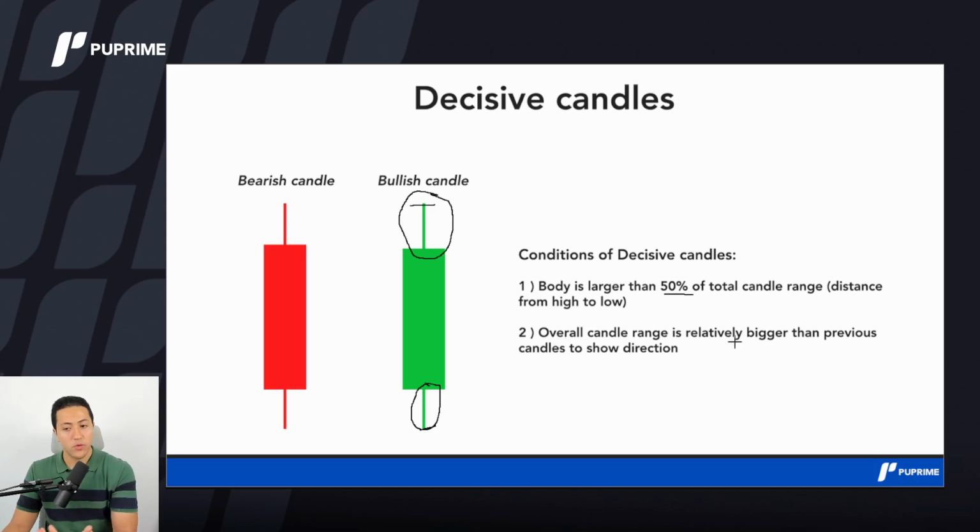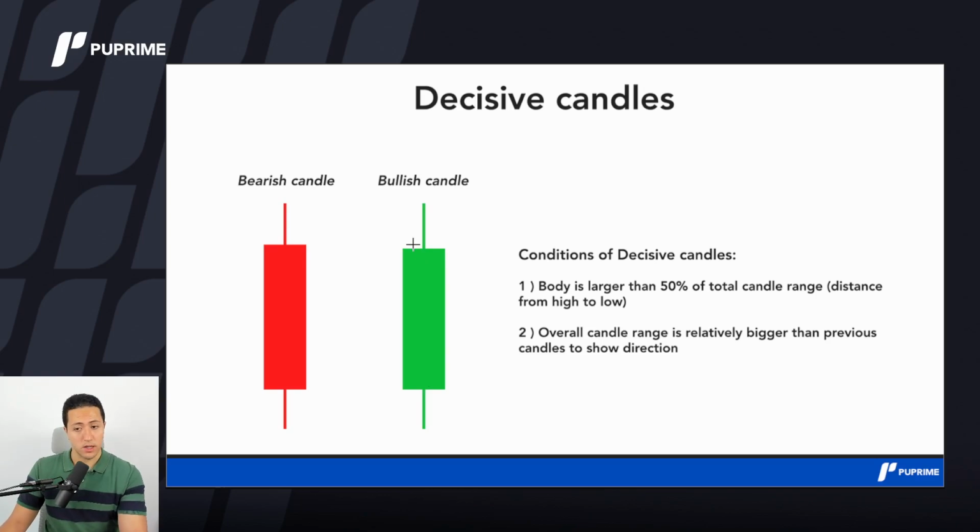And the overall range is relatively bigger than the previous candles. It's not very much bigger. It's not that immediately you say, this is an explosive candle. Always, when you see the explosive candle, you will know it. And we will, of course, see examples, but the explosive, as the name implies, is just explosive. When you see it, this is a huge momentum coming in the markets. But the decisive is a strong candle, but not as explosive, okay?